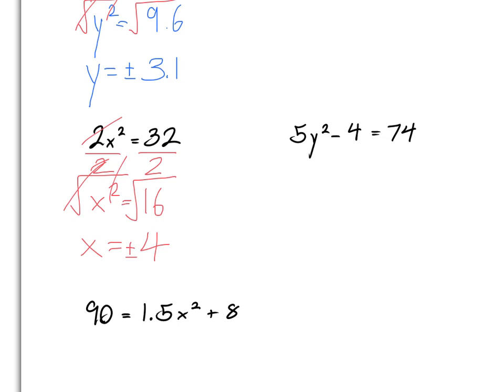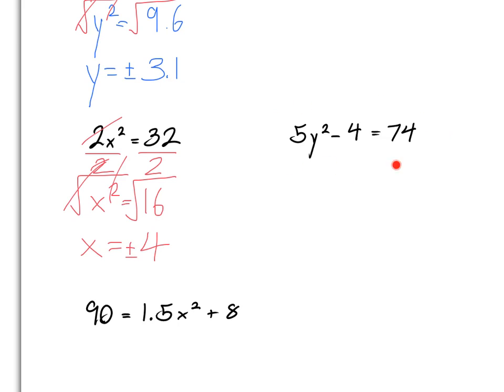Alright, I'm going to do one more with you, and then it's up to you to do this one on your own. Okay, this one: 90 is equal to 1.5x squared plus 8. I want to see how you can do that one. Some decimals, yes. Feel free to use a calculator. And remember, your final answer is going to be plus or minus some single number. And it will be a decimal for this one.